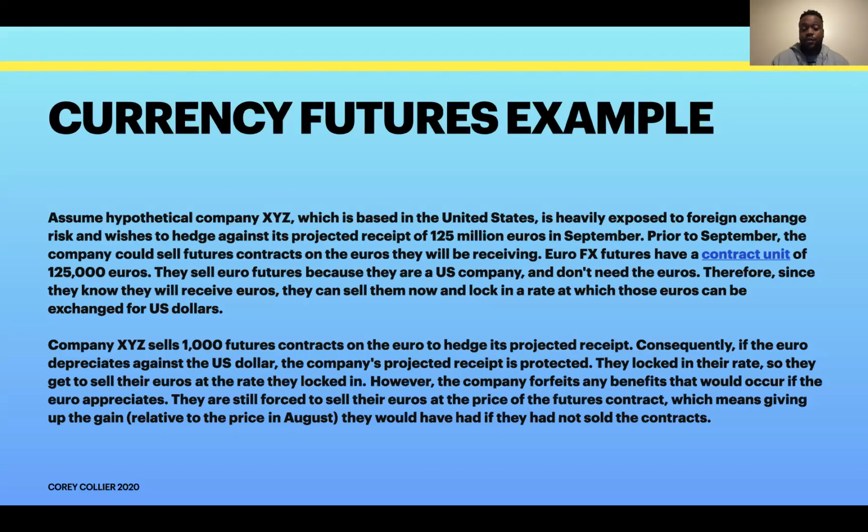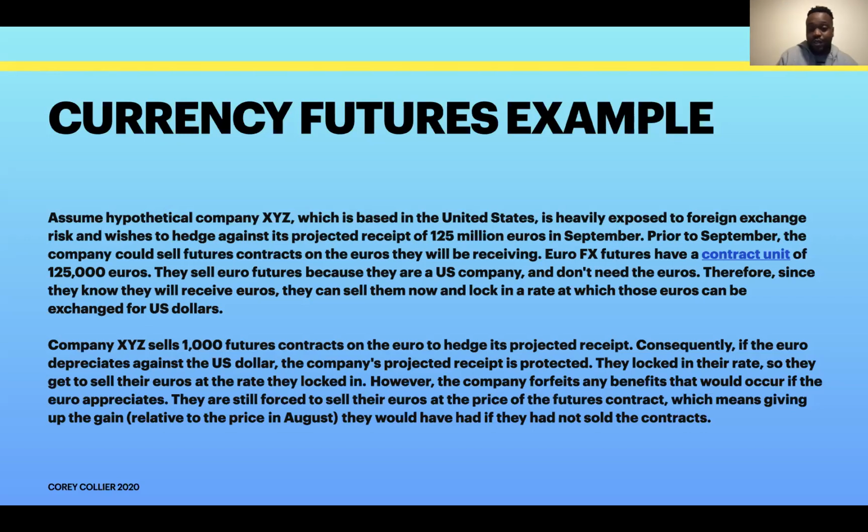Since they know they will receive euros, they can sell them now and lock in a rate at which those euros can be exchanged for dollars. So let's say they're going to receive 125 million euros in September of 2021, and they know that. Let's say the price is trading pretty high for the euro, and it's expected to go down. Instead of holding on to those 125 million euros, guys, they will sell them off at an early date. Let's say they sell them here in December at $1.25. Come September, a euro will be worth only, let's say, $1.05.